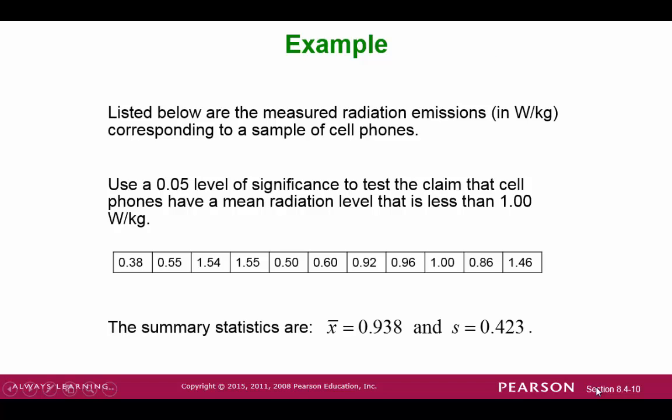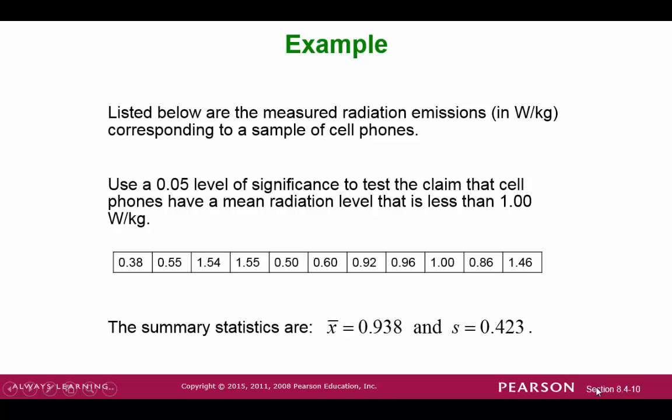Let's take a look at an example. Listed below are measurements of radiation emissions in watts absorbed by tissue cells per kilogram of tissue, and they correspond to a sample of cell phones. So we want to use a 0.05 level of significance to test a claim that cell phones have a mean radiation level that is less than 1 watt per kilogram.